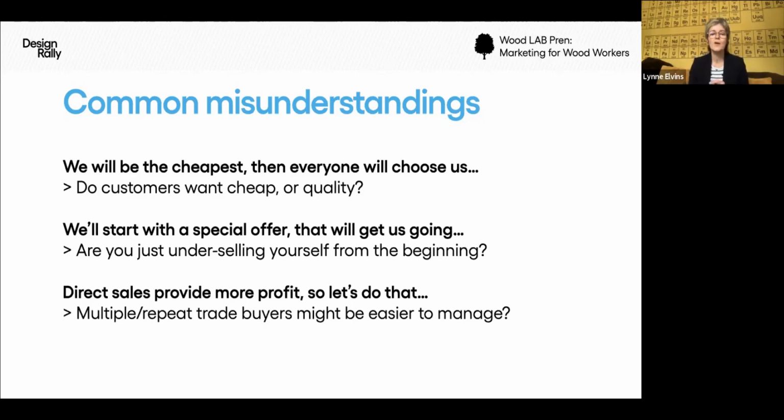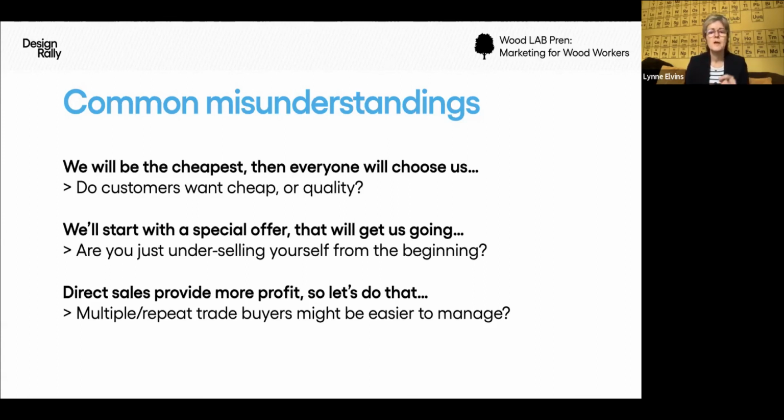And then lastly as well, people also say, when we talk about trade pricing and retail pricing, well, I'll sell direct to people because if I sell direct, then I get to keep all the profit off a retail price. Whereas if I go to trade, I have to give them a trade discount. So we're going to sell direct because there's more profit in it.